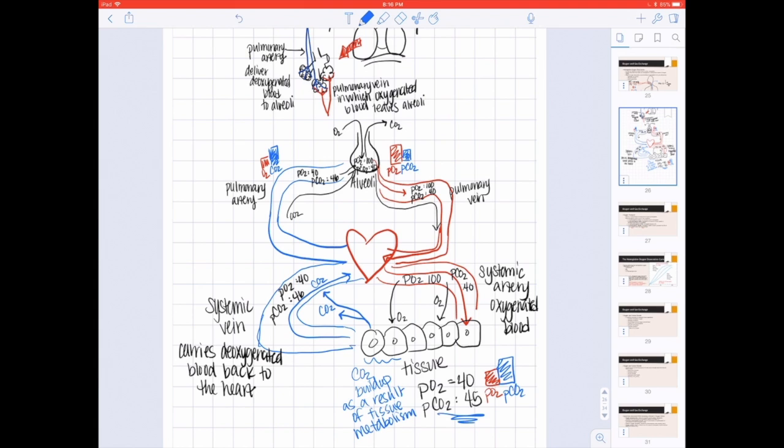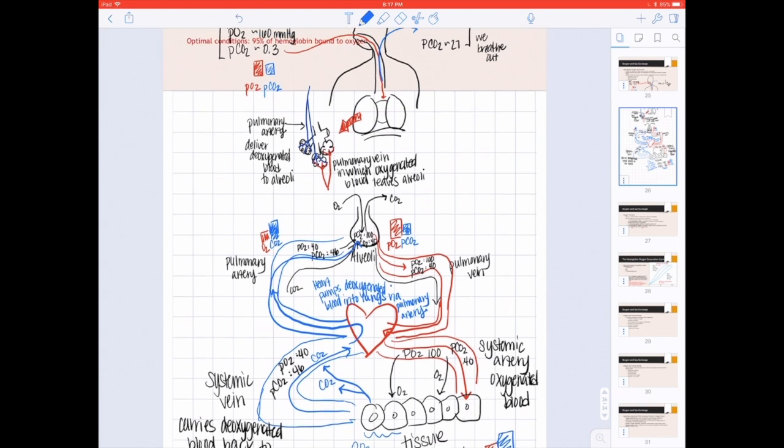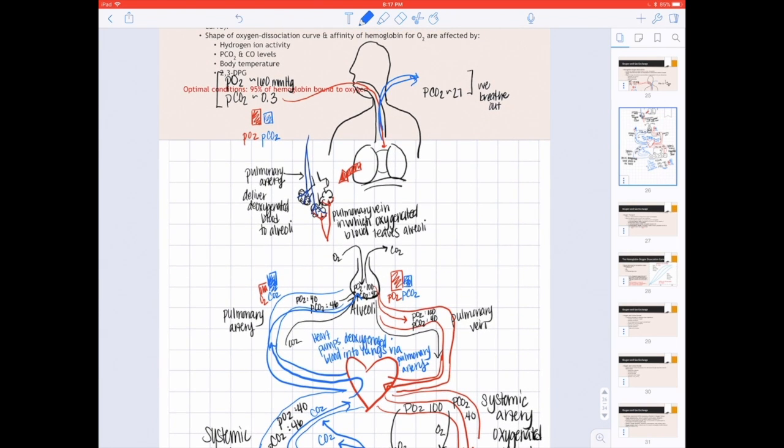and then once it makes its way to the heart, it will pump that deoxygenated blood back into the lungs via the pulmonary artery. And then the cycle begins again, and we breathe out that CO2.